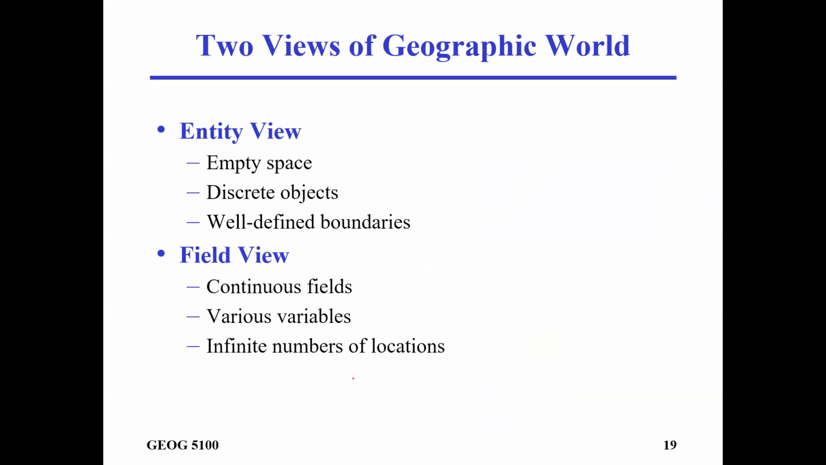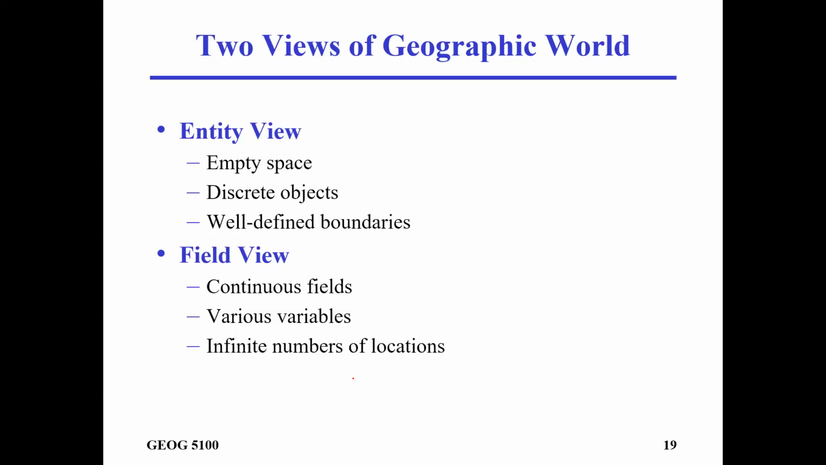Next, let's talk about two views of the geographic world. The first view is called entity view. We consider that there is this empty space, and anything else within this existing space is a discrete object. And there are well-defined boundaries to differentiate different or discrete objects.